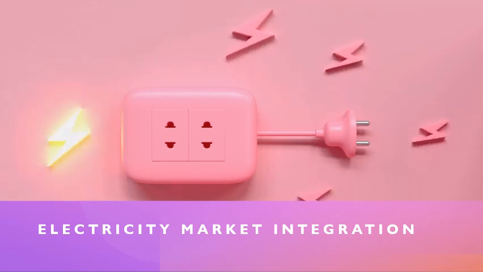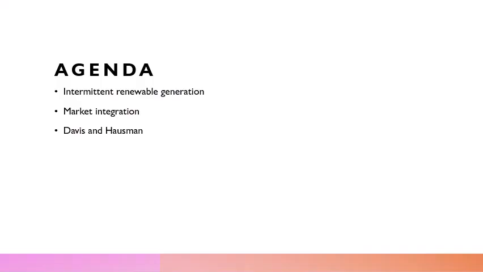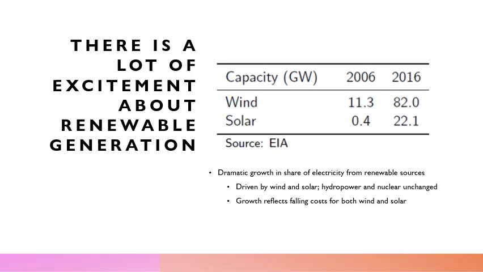Electricity market integration. So we're going to talk about intermittent renewable generation. We've talked about this a bit, but we're going to expand on it. Market integration and the Davis and Hausman paper.